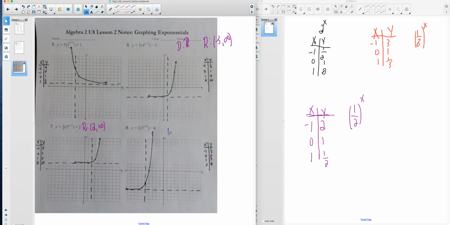And then finally, we know that the range would be an open interval from -6 to infinity.